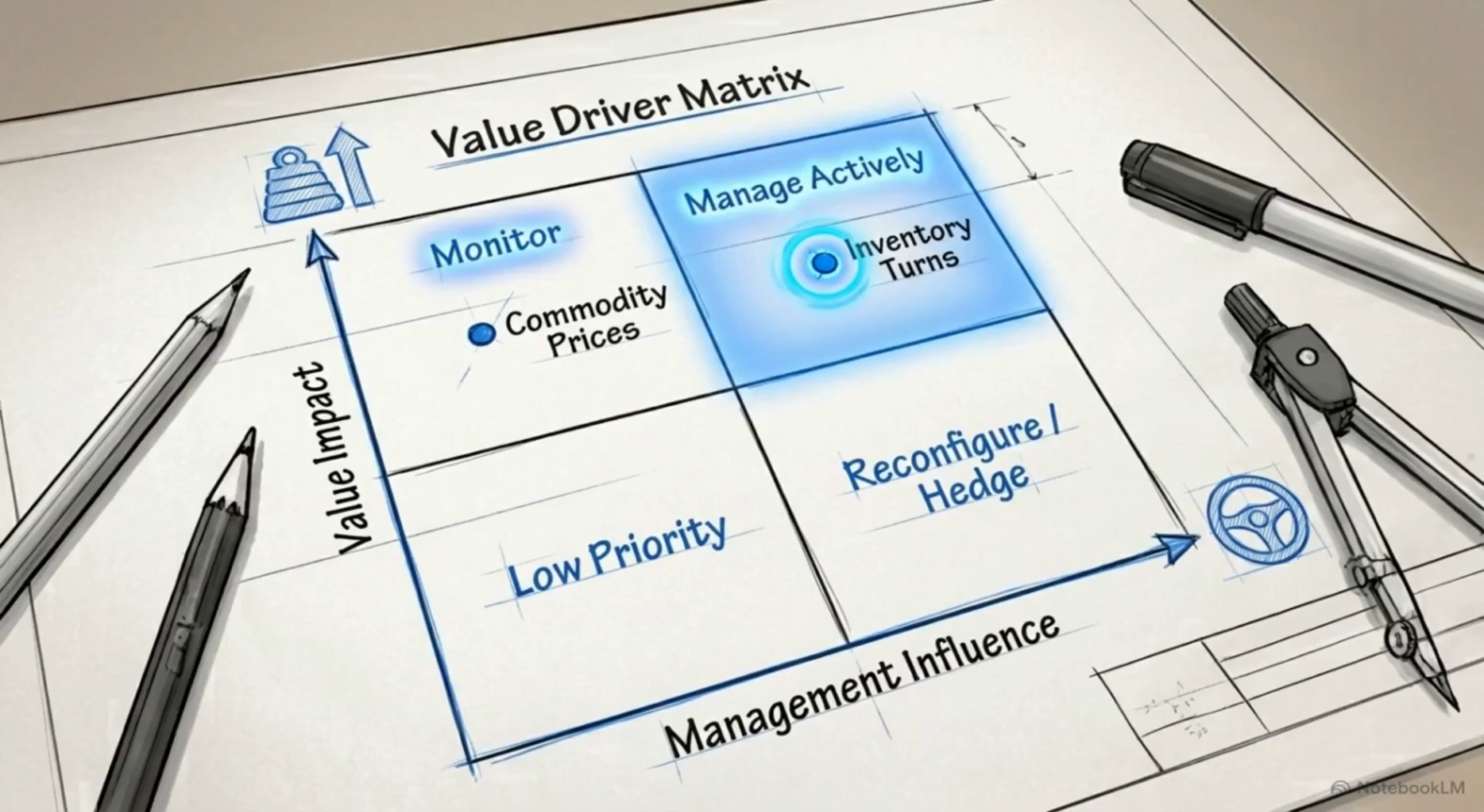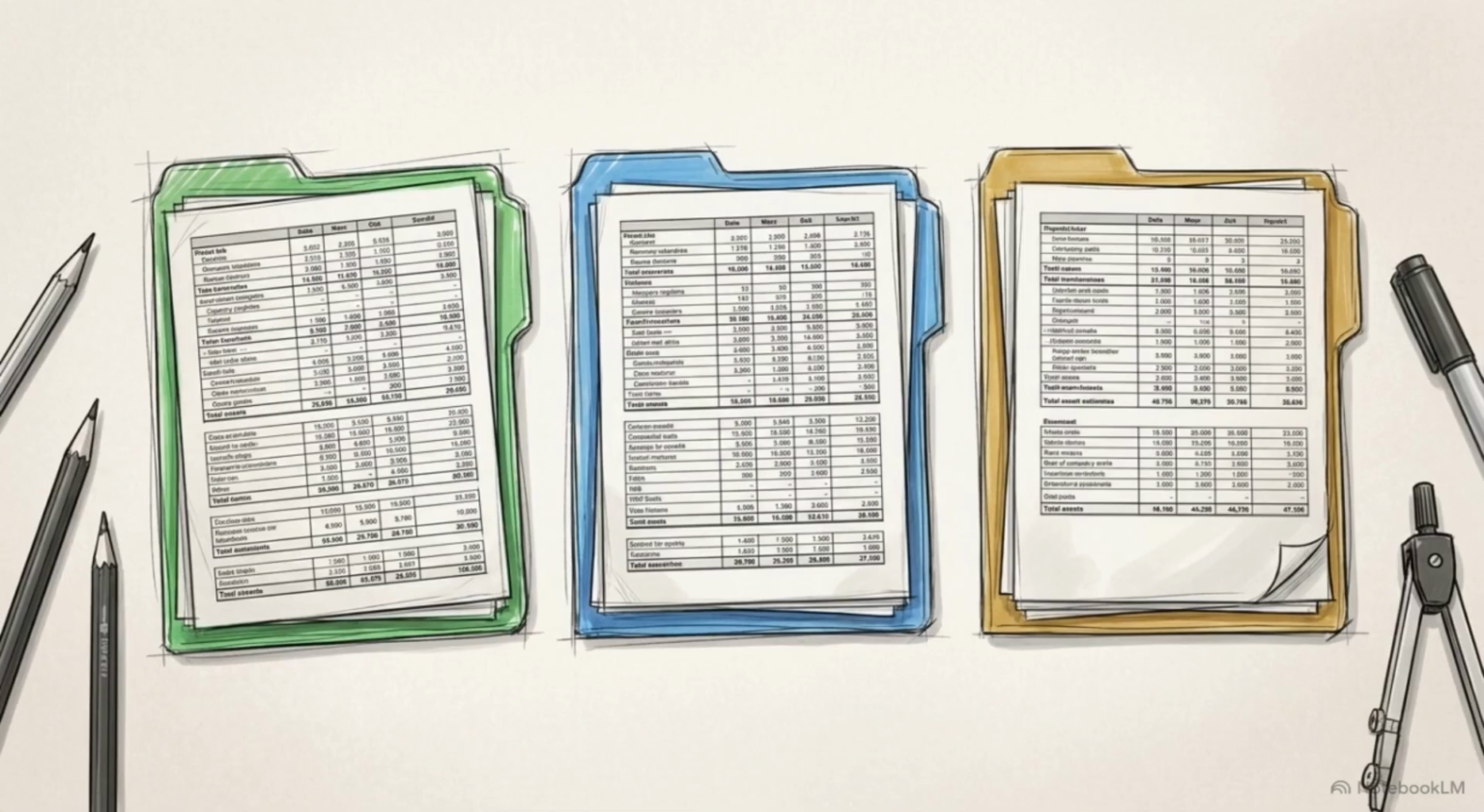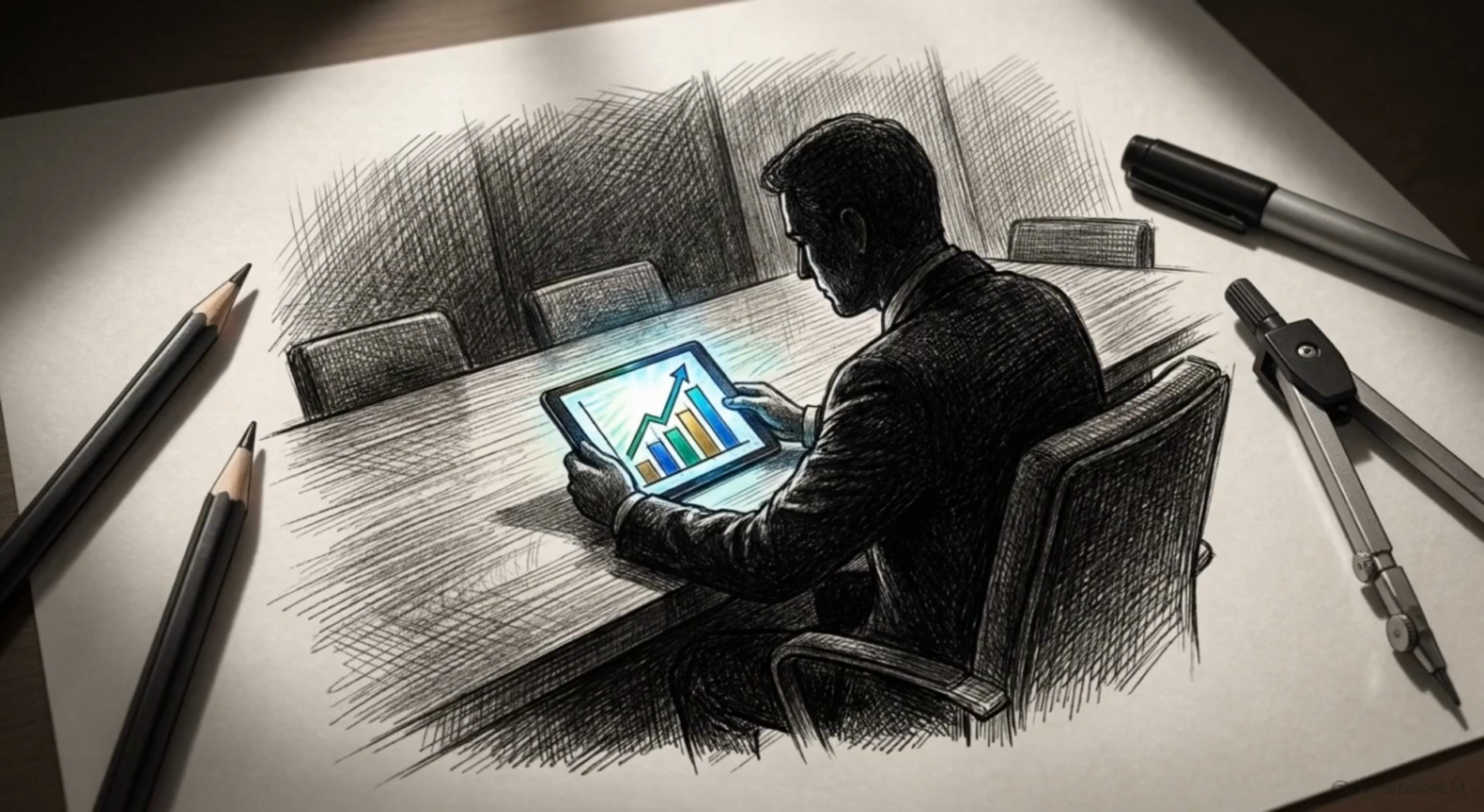We can visualize the triage of these inputs using a value driver matrix. For example, commodity prices may have a high impact but low management influence, marking them as factors to monitor rather than manage directly. Conversely, inventory turns rank high in both categories, making them a primary driver for active management. These drivers are categorized into growth, efficiency, and financial buckets, and are isolated on a dedicated assumptions tab. Isolating these drivers focuses executive attention on the specific operational levers that create measurable enterprise value.